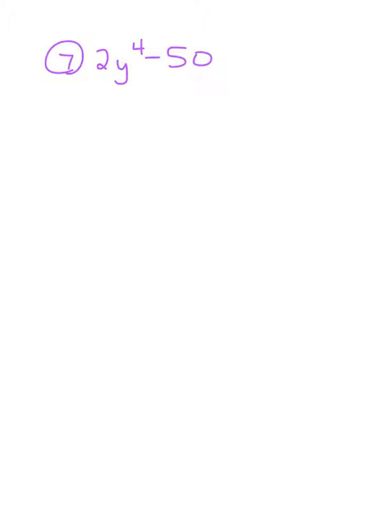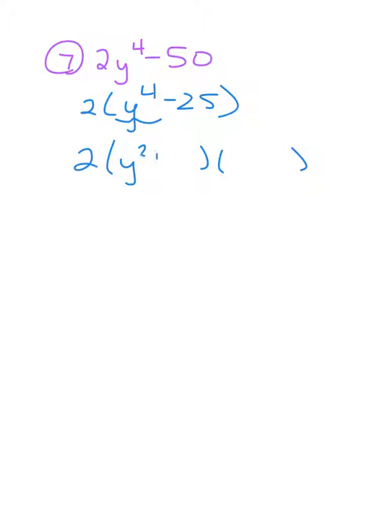The last problem we're going to factor today, I have 2y to the 4th minus 50, and I do have a greatest common factor, that's 2. So I'm left with y to the 4th minus 25. I'll rewrite my greatest common factor. Now this time I have y to the 4th, and it is a perfect square because y squared times y squared is y to the 4th. Any variable to an even power is a perfect square, and 25 is a perfect square. So I'm left with y squared plus 5 and y squared minus 5.